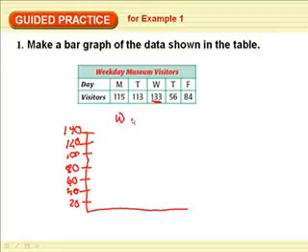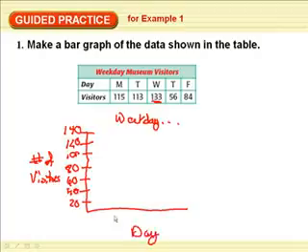Title, weekday, you can write it museum visitors. This is number of visitors. And this down here will be what day. So we have Monday, Tuesday, Wednesday, Thursday, Friday. And your graph paper works really well for that. Give Monday one of the spaces.